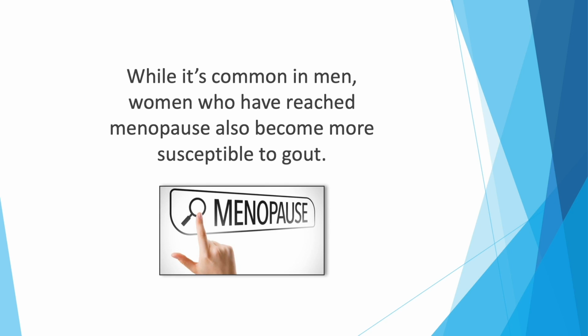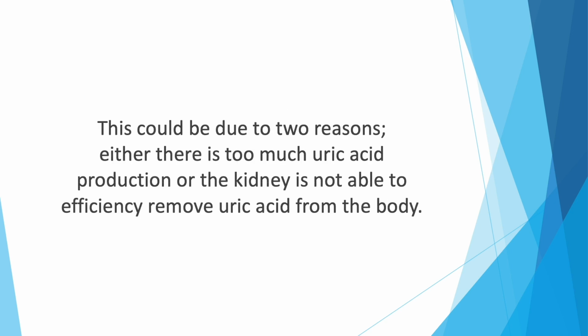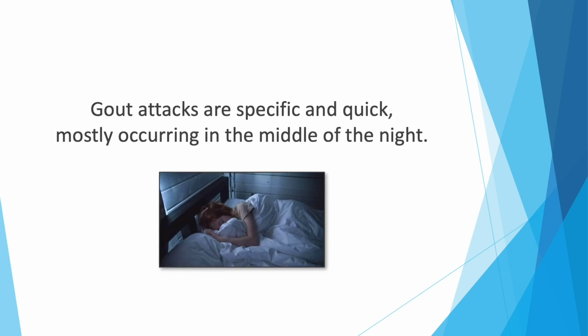The cause of this joint problem is the deposition of uric acid in the bloodstream. This could be due to two reasons. Either there is too much uric acid production, or the kidney is not able to efficiently remove uric acid from the body. Inflammation resulting from excess of uric acid crystals in the blood is the prime cause of this problem. Gout attacks are specific and quick, mostly occurring in the middle of the night.